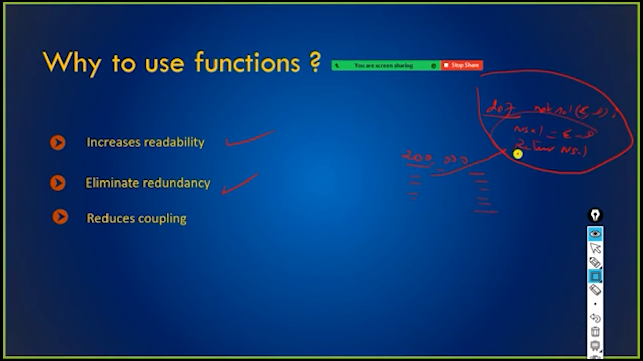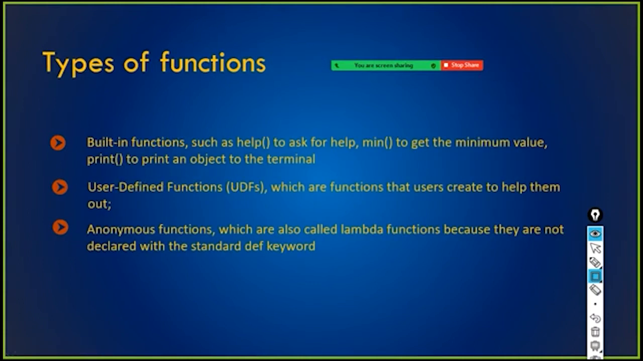If you don't have a function, what will happen? For each and every employee, you need to write nsal is equal to earnings minus deduction, on each and every line. So this causes redundancy. If you have redundancy in your code, it looks difficult to interpret where the problem happened. In case of troubleshooting it's painful, and also it looks clumsy. To eliminate redundancy, we use functions. To reduce coupling, we use functions.